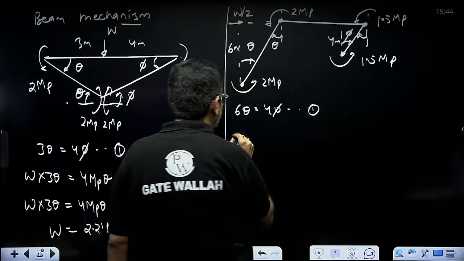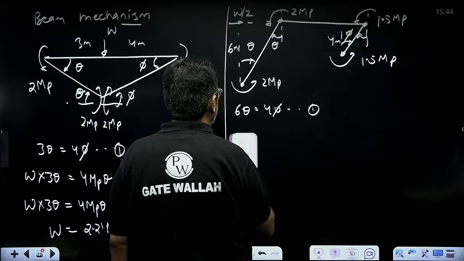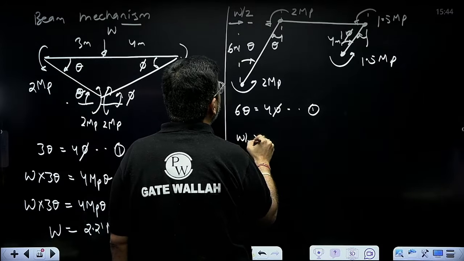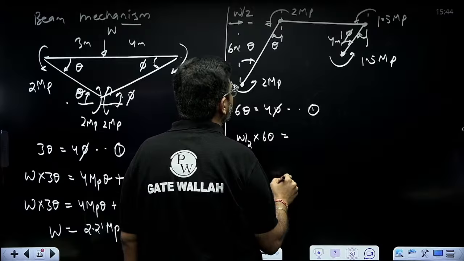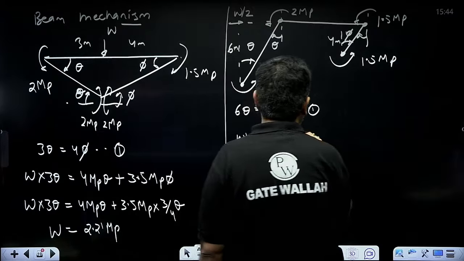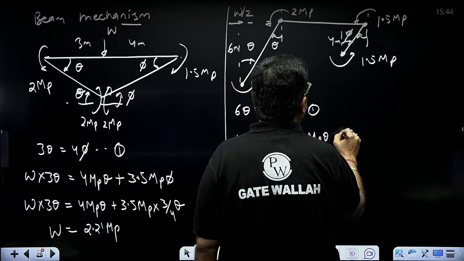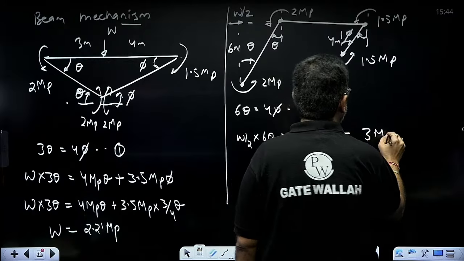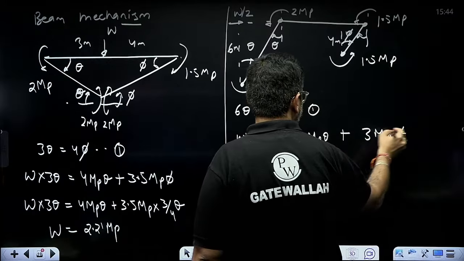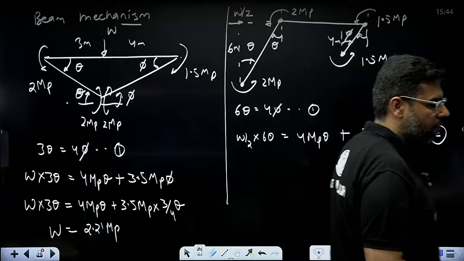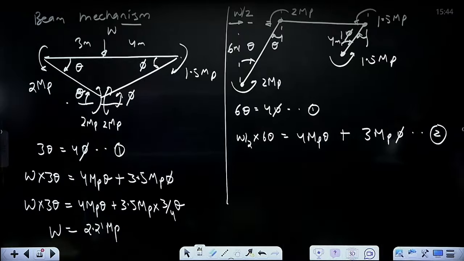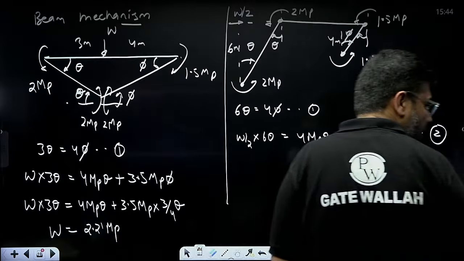So 4 MP theta, W by 2 into 6 theta is equal to 4 MP theta plus 3 MP phi. Substitute this phi here, find out the value of collapse load. Tell me fast what answer you got. I got the answer as 2.83 MP.